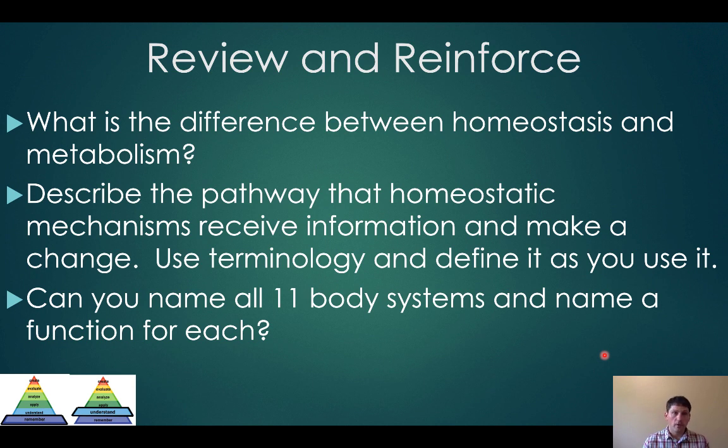So this was referring to the diagram. We have a stimulus coming in, it's picked up by a receptor, it's passed along that afferent pathway to a control center, which then integrates that information, sends out the information through an efferent pathway to an effector that has some kind of effect on the body and brings us back into balance.